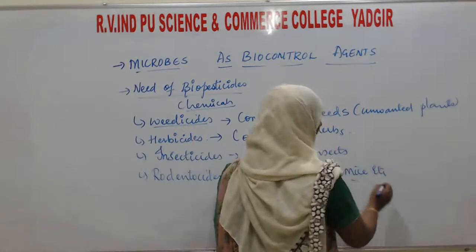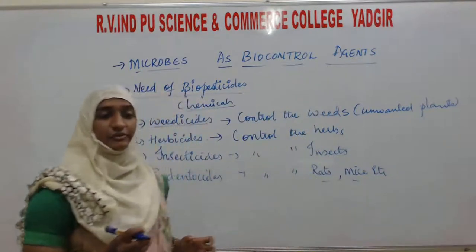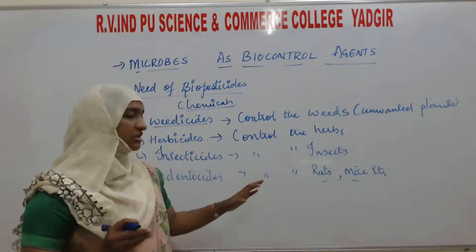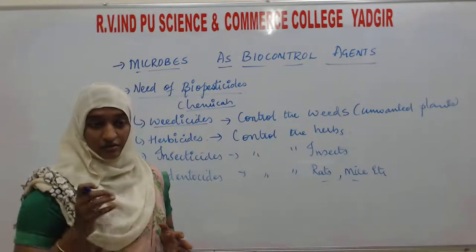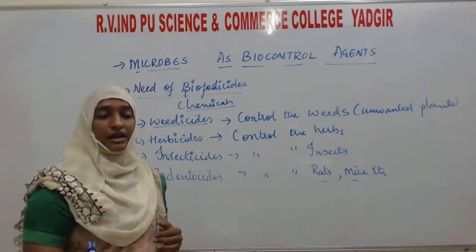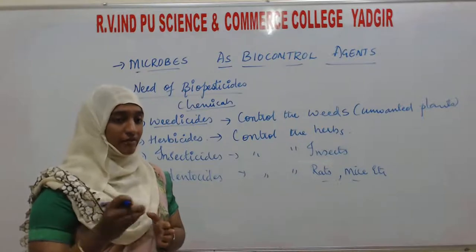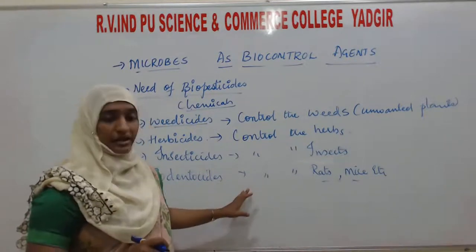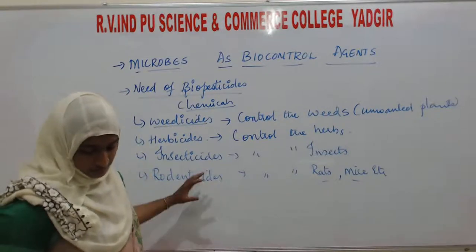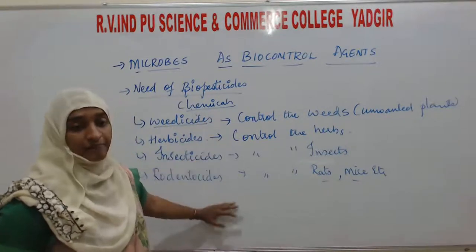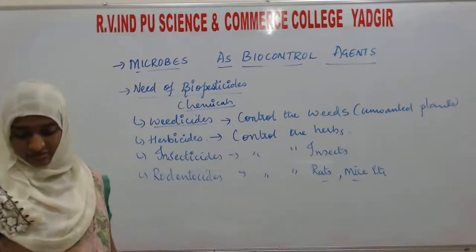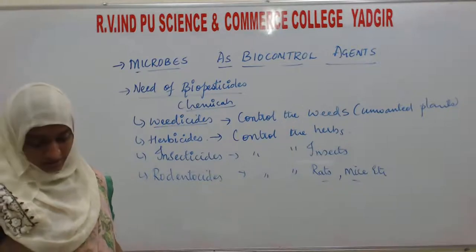Whatever rats and mice are there, they are also responsible for destroying or damaging the crop plants. So for rats or mice, they use some chemicals and keep them near the plants so that they will come, eat them, and get killed. So these are some of the categories of chemical pesticides, which have very harmful effects on humans, animals, as well as on the environment.